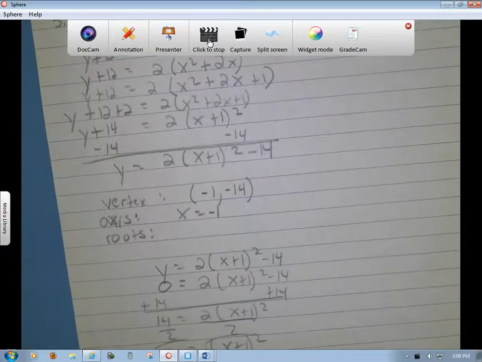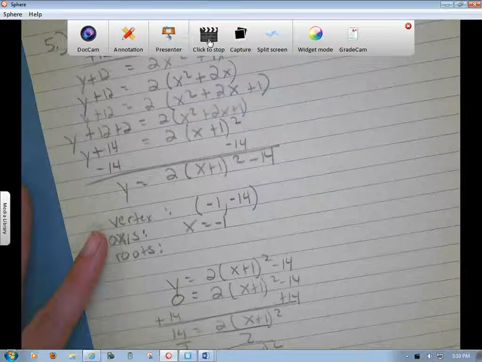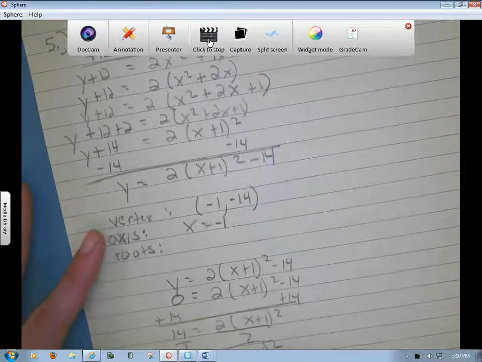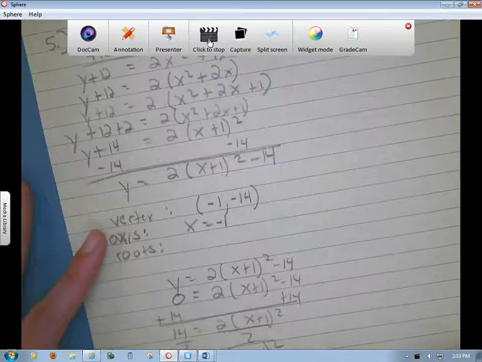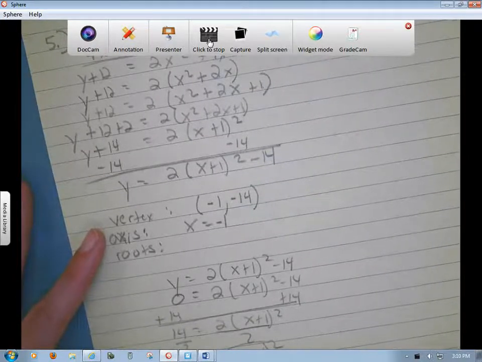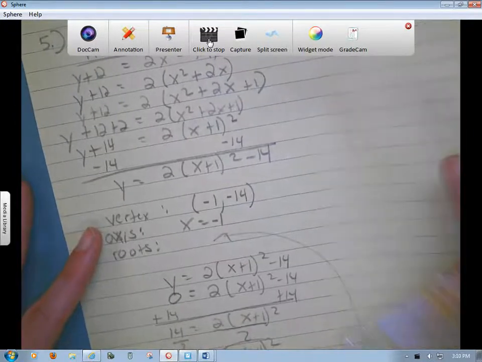If you put it in your calculator, you'd have the square root of 7 minus 1 as one of your roots, and then the other root would be negative square root of 7 minus 1 as the other root. So those are your roots. Okay, so those will go up there for your roots. Oh, heavens to Betsy, you can't see it again.